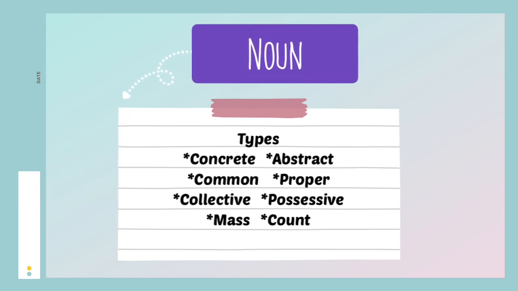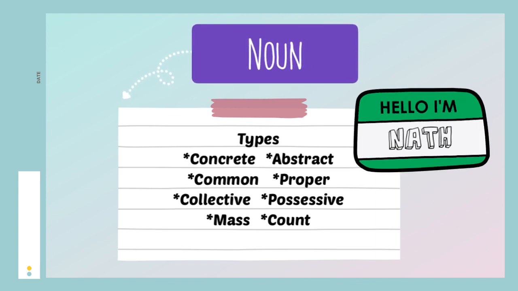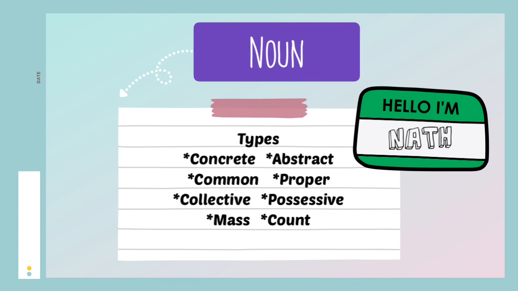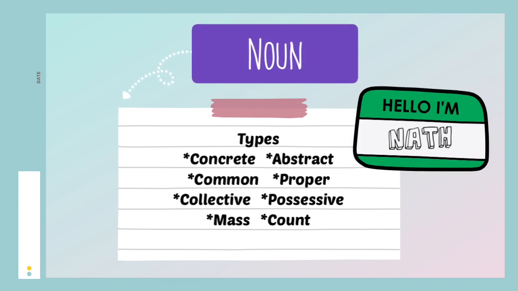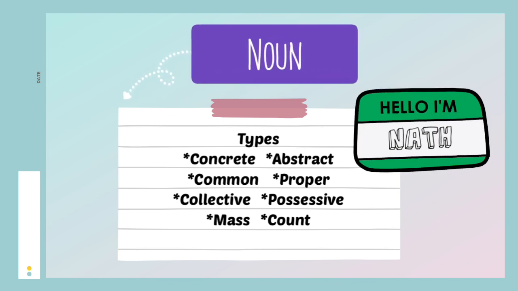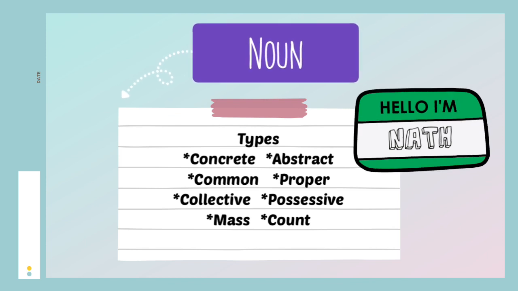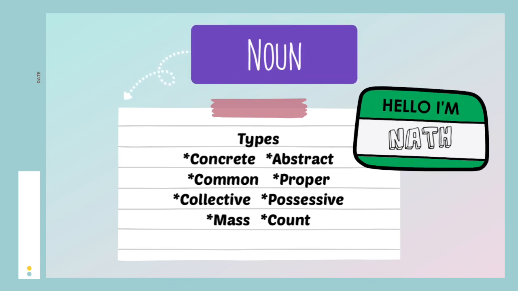Peace. Common nouns, these are general names of person, place, animal. So like for instance, doctor. So there's a lot of doctors. So that's not specific, that's general. Proper noun is the opposite of common. Specific name of person, place, thing, or event. And aside from those, we also have collective, possessive, mass, and count. I'll discuss that in another video that will talk about nouns.